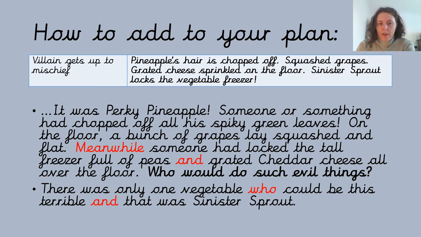So this is the next box on my plan. I've covered all the ideas in that first box, so now I can go into the second box. So in my plan I said, pineapple's hair is chopped off, squash grapes, grated cheese sprinkled on the floor, sinister sprout locks the vegetable freezer. So it was perky pineapple. So I've added an adjective to that pineapple.